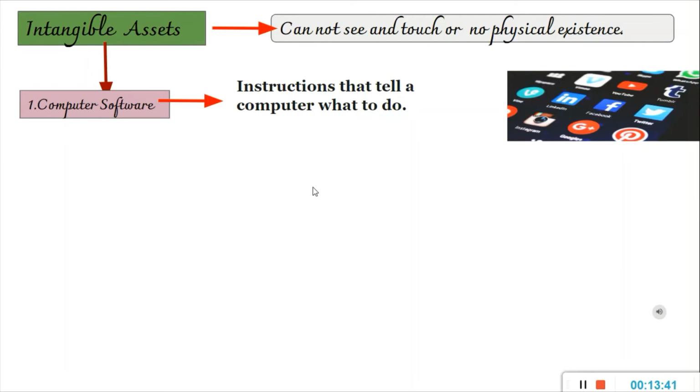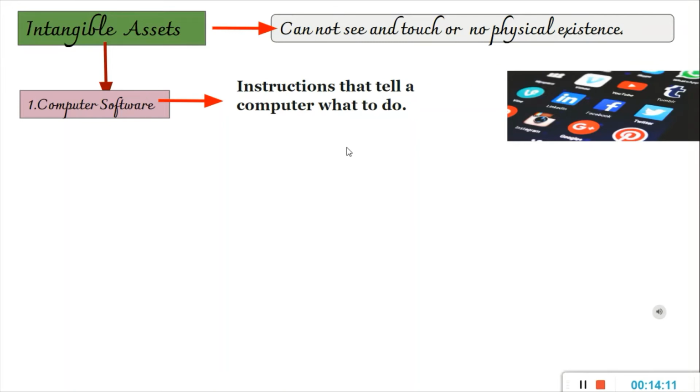If you own the software, like who made MS Word and Windows? Bill Gates, right? So MS Word and Windows are the assets of Bill Gates. And like Facebook, who made it? Mark Zuckerberg, right? So Facebook is a software that is his asset.